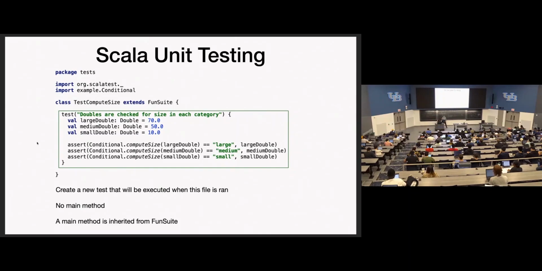It takes a string, which is a human readable name for your tests. I don't enforce what your tests need to be named. They're whatever you want to call them. This one, but ideally they should be descriptive of what they're testing. Doubles are checked for size in each category. Some description that says, what is this test actually testing?